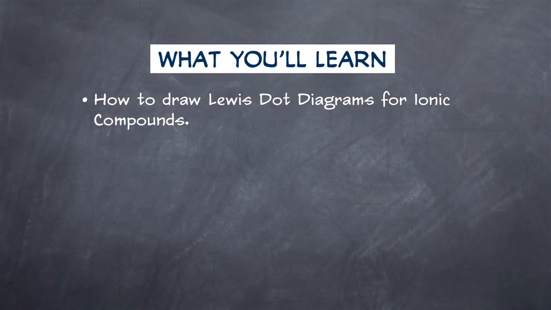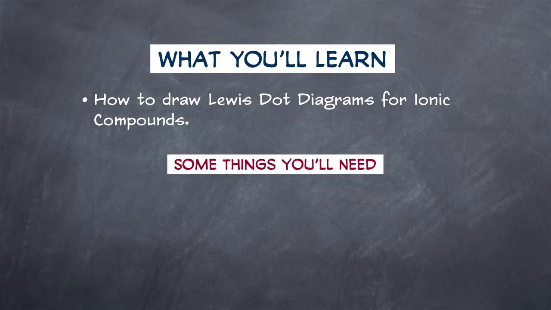What you'll learn today is how to draw Lewis dot diagrams for ionic compounds. Now, there's only one thing you're going to need to do this: a periodic table. Let's go ahead and get started.